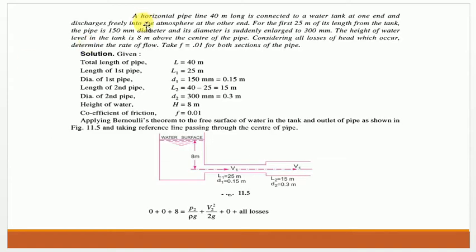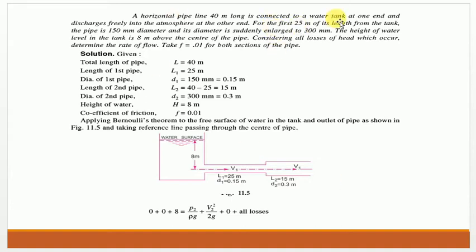Here we have a horizontal pipeline 40 meters long, connected to a water tank at one end and discharging freely into the atmosphere at the other end. So the total pipeline is 40 meters long, and at one end it is connected to the water tank. The other end of the pipe is left open to the atmosphere, so the water flows out from the tank to the atmosphere.